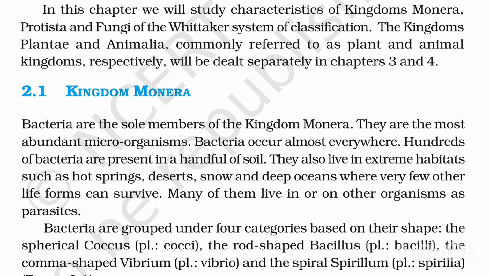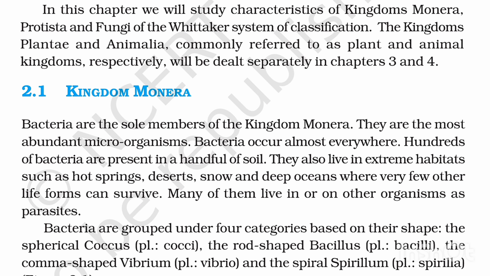The kingdoms Plantae and Animalia, commonly referred to as plant and animal kingdoms, respectively, will be dealt with separately in chapters 3 and 4. Kingdom Monera. Bacteria are the sole members of the kingdom Monera. They are the most abundant microorganisms. Bacteria occur almost everywhere. Hundreds of bacteria are present in a handful of soil.